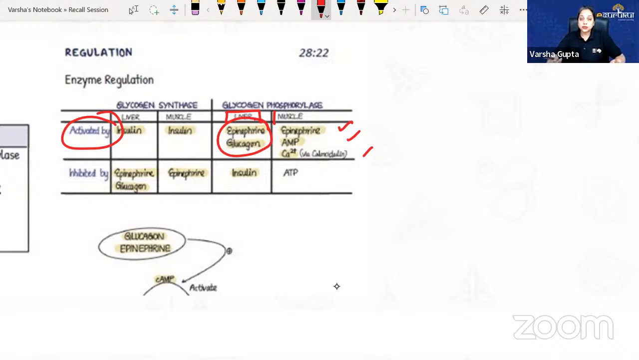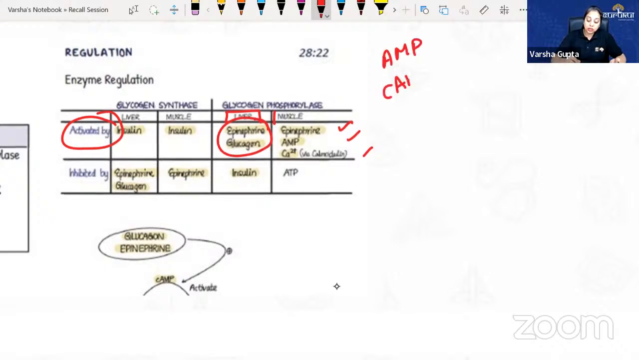So glycogen phosphorylase gives you glucose. It means you're going to break down the glycogen, so you are under fasting condition. So it means glucagon levels are up, epinephrine levels are up, the calcium levels are up, and the AMP.